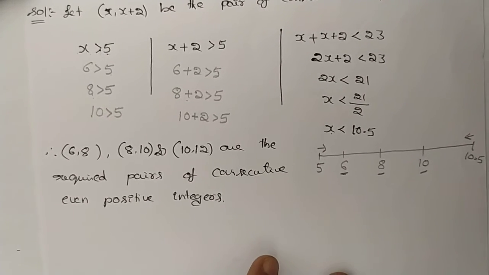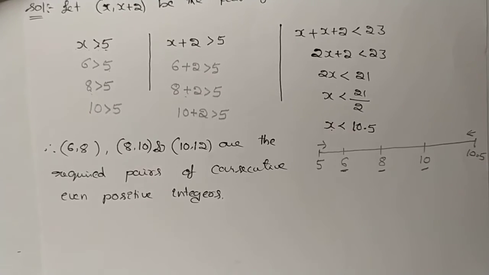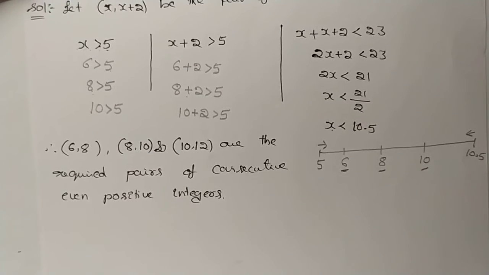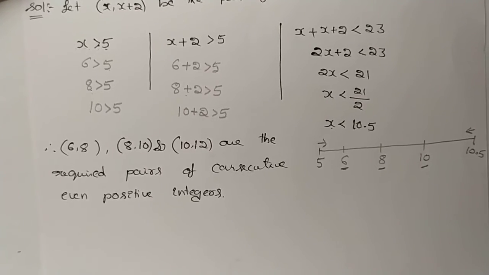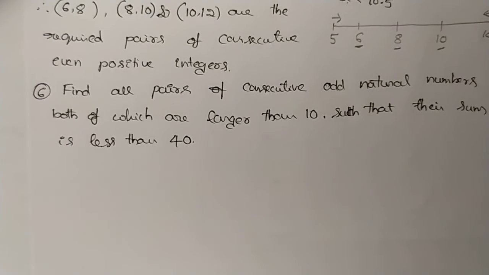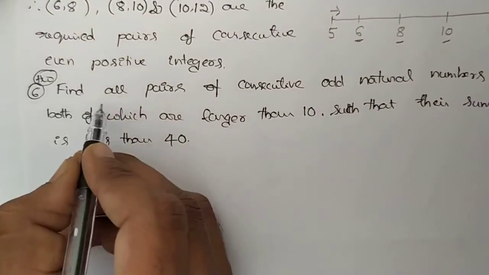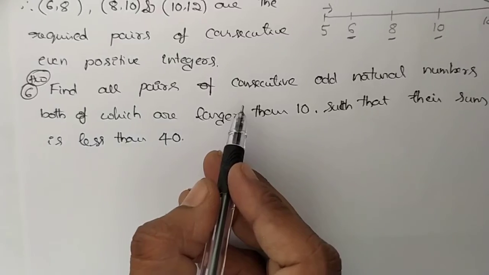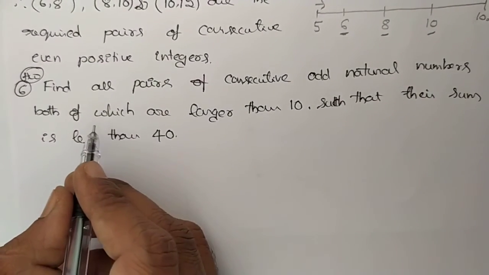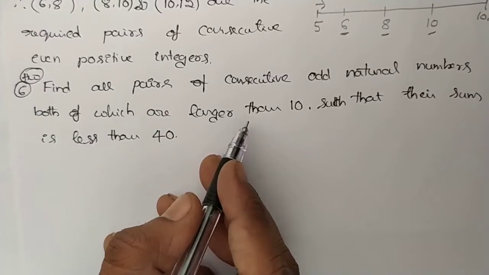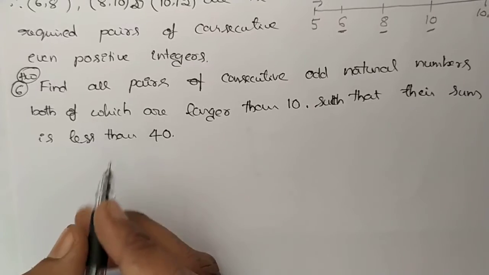One more question we have. That question will be homework for you. You just note down that question in your notebook. Find all pairs of consecutive odd natural numbers, both of which are larger than 10, such that their sum is less than 40. It is a homework question for you.